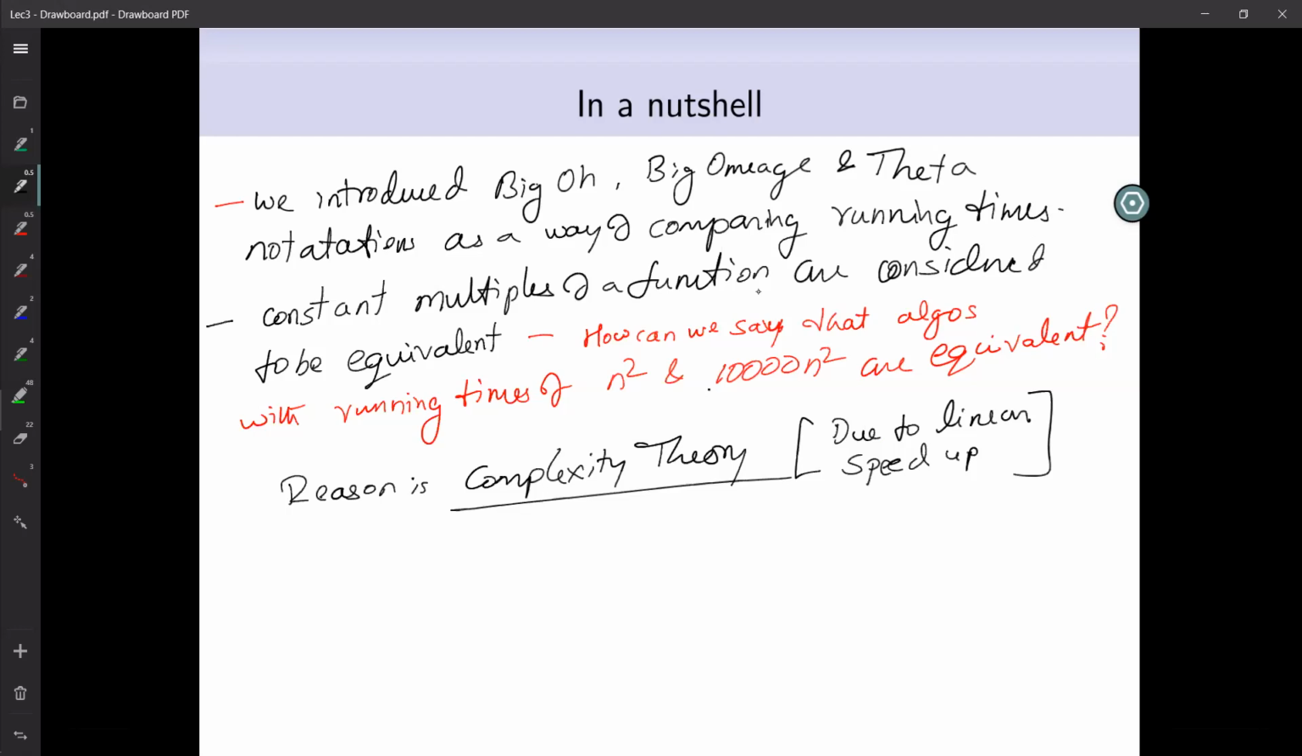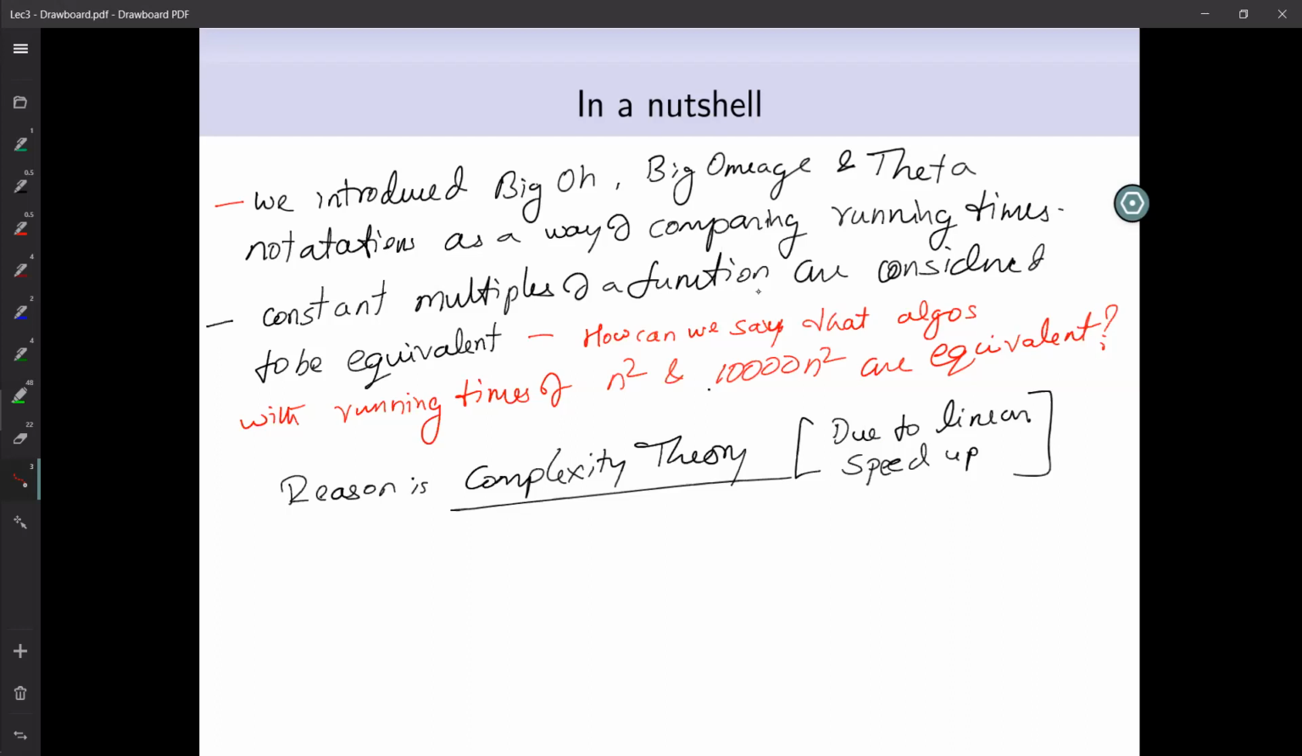The larger the word size of your computer, and by word size I mean the register size, the bits, you might have heard of 32-bit processor, 64-bit processor, and so on, right? When this register size is increased, it's natural to expect speed up, right? So this linear speed up, which is used in complexity theory, is essentially such a speed up. It just says that up to constant factors I can always speed up.